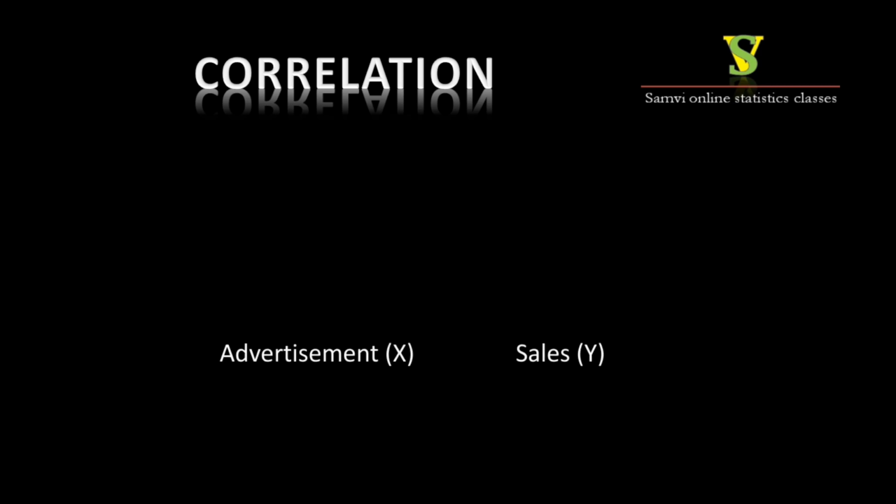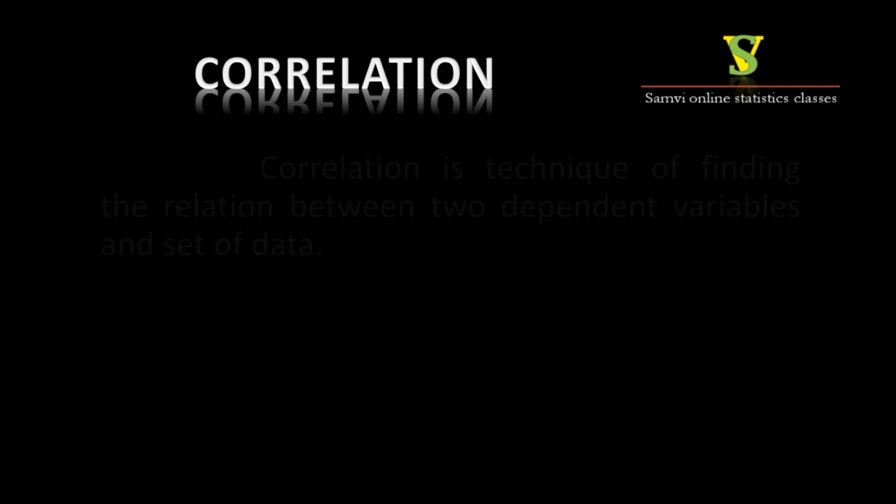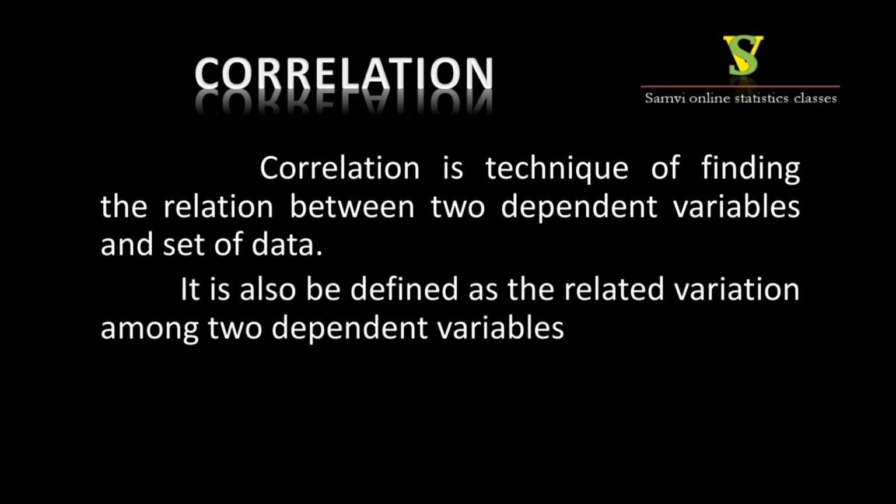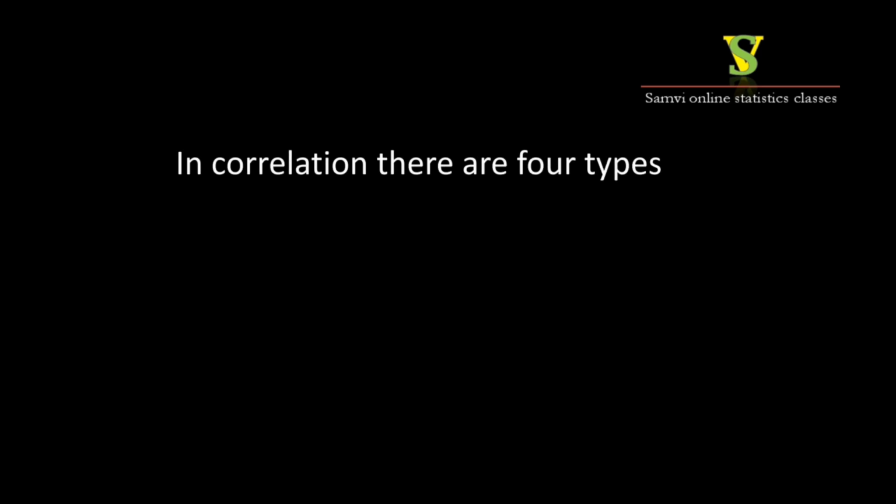What is the relation between these two? Next is demand of product and price. So the correlation is defined like this: correlation is a technique of finding the relation between two dependent variables in a set of data. It can also be defined as the related variation among two dependent variables. In correlation there are four types.